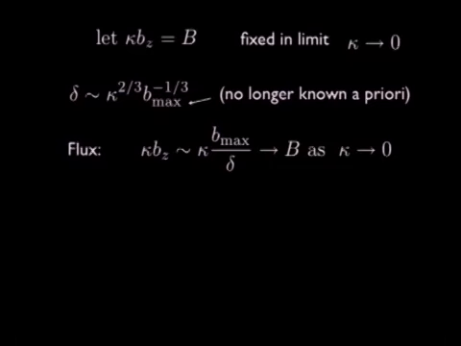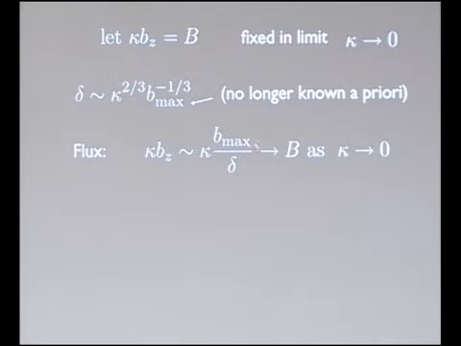A natural question is, okay, you've taken the situation where the buoyancy is specified at the surface. What if you had taken it with the buoyancy flux specified at the surface? So suppose I had taken the buoyancy flux B to be fixed in the limit that kappa goes to 0. I can still get the same boundary layer scale, but now I can't regard B max as a specified quantity, so I'm not quite sure how B max behaves as kappa goes to 0.